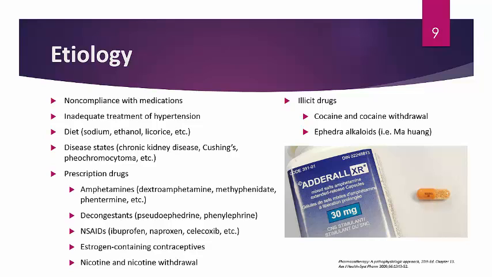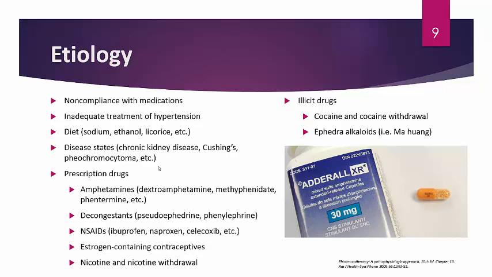NSAIDs may also be related to hypertension and hypertensive crisis as a result of damage to the kidney, as well as fluid retention. Estrogen-containing contraceptives may contribute to hypertension and hypertensive crisis, particularly those with estradiol. Nicotine and nicotine withdrawal can also contribute to hypertension and hypertensive crisis. In terms of illicit drugs, one of the most popular presentations of hypertensive crisis with an illicit drug is cocaine and cocaine withdrawal. Some other presentations include ephedra alkaloids, i.e. mahuang.